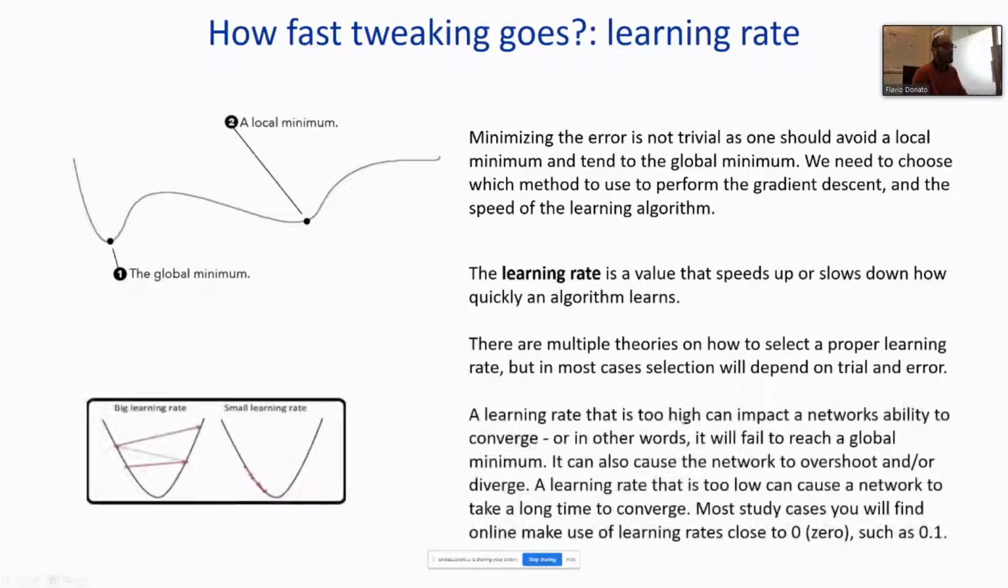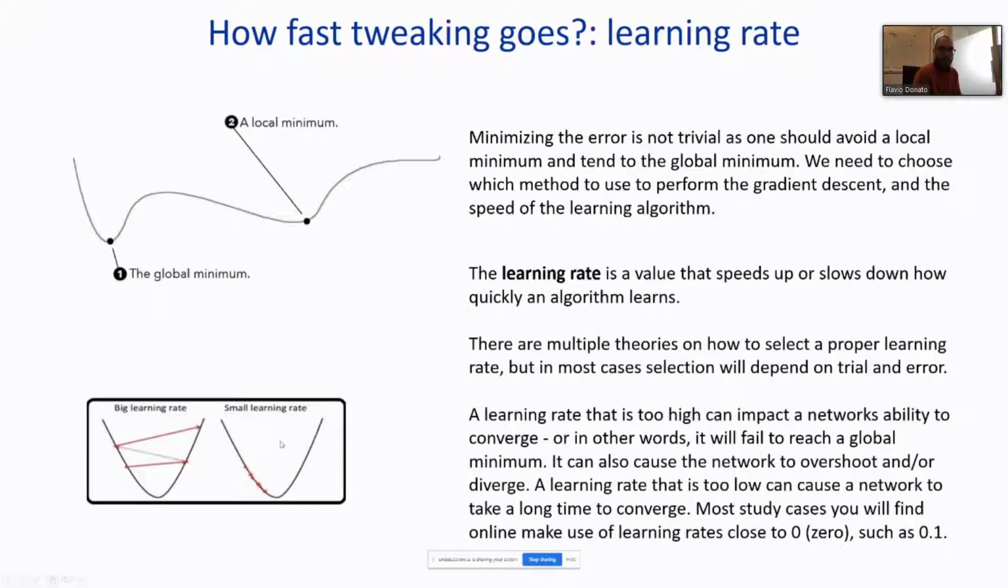However, if you want to understand what difference it makes between a big learning rate and a small learning rate, this is a visual example that can guide you. If you have a big learning rate, you might jump from one part of the curve to the other part of the curve, but never really converge on the minimum. If you have a small learning rate, you instead can flow smoothly toward the global minimum.